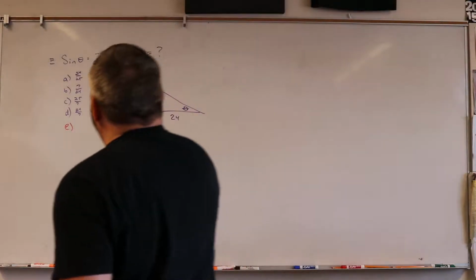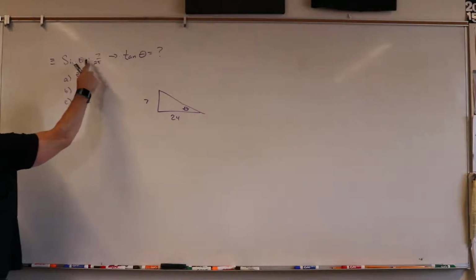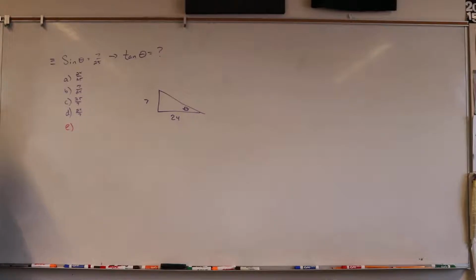We've got: if sine theta equals 7 over 25, then tangent is what? And you have A, B, C, and D, and of course, in here, we always have that elusive E. If there's not an A, B, C, or D, then you've got to write in E. Okay? So it's all about confidence, knowing your math.